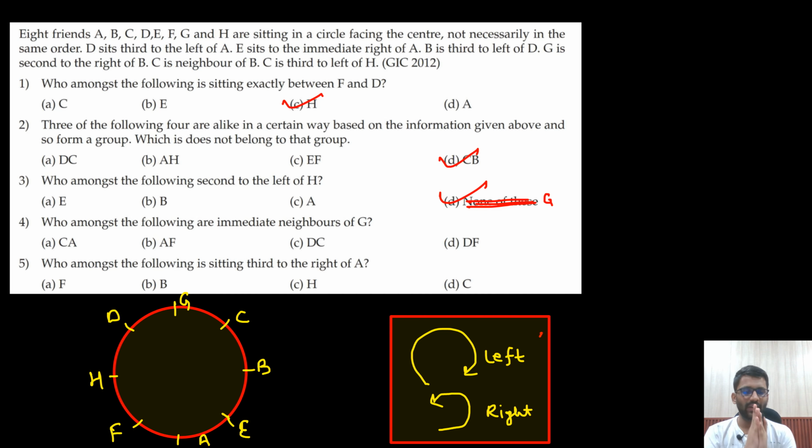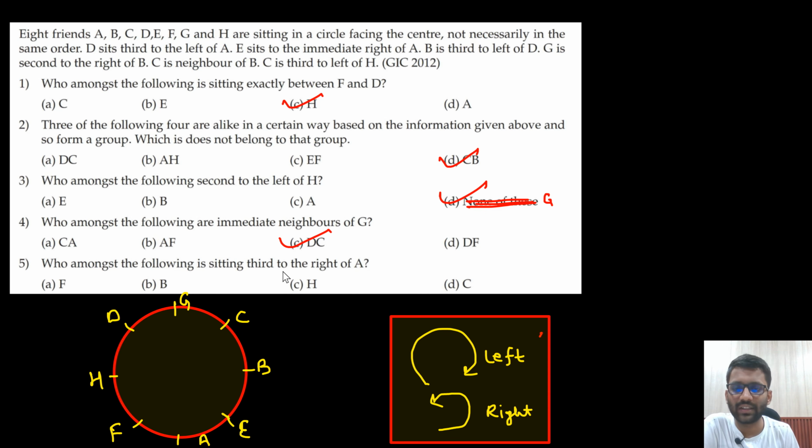You will just go and sit at one of the places. That I am going and I am sitting at the place of A. So this is my right. That means this complete side will be right. And this is my left. So this complete side will be left. Who among the following are immediate neighbors of G? Immediate neighbors of G are D and C.